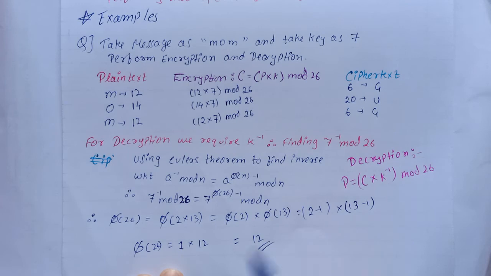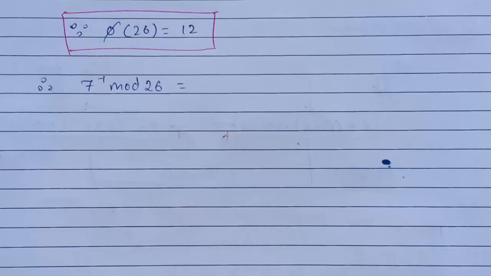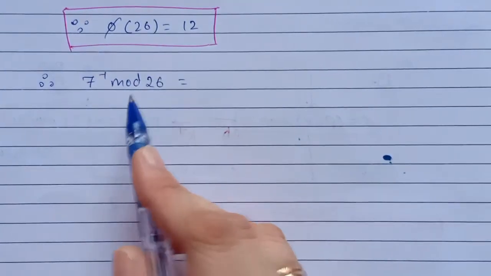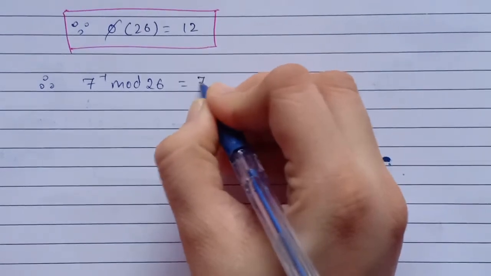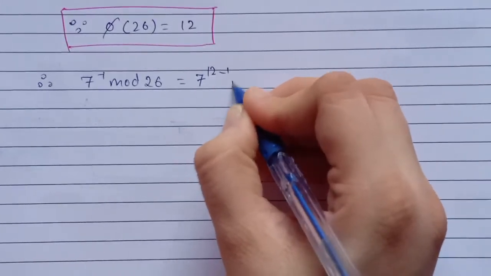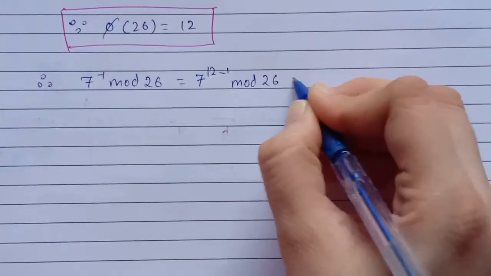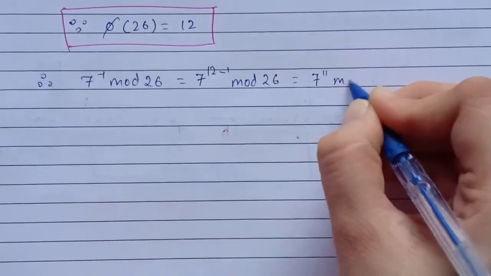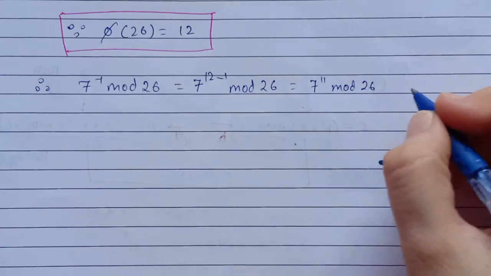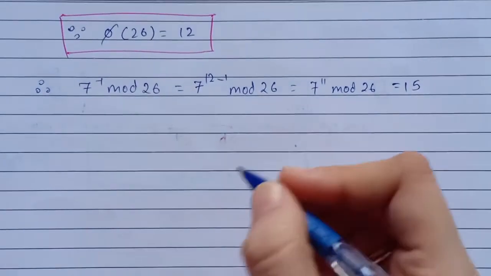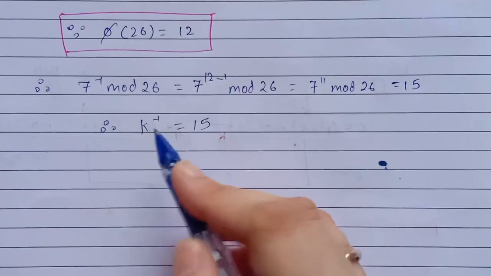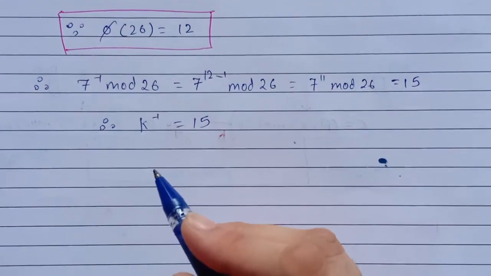And now we will find the inverse. Since phi of 26 is 12, we will find 7 inverse mod 26 as 7 raised to phi of 26 minus 1, that is 12 minus 1, mod 26. 7 raised to 11 mod 26. So we get the answer as 15. Therefore our key inverse is equal to 15. So for decryption we will use key inverse as 15.